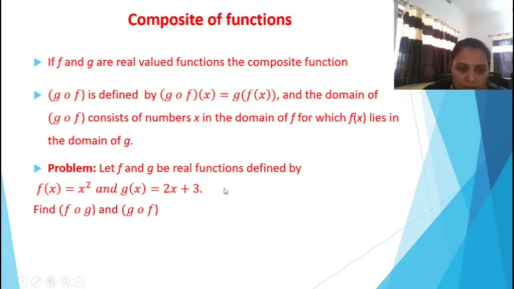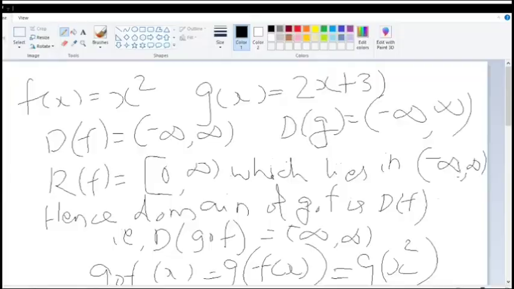So we have a problem. Let f and g be real functions defined by f of x equal to x square and g of x equal to 2x plus 3. Find f composite g and g composite f. Now we have to find the composition of functions given f of x equal to x square, g of x equal to 2x plus 3.